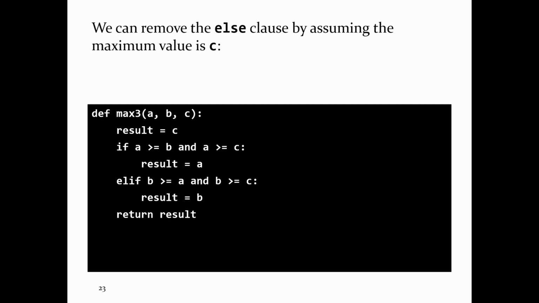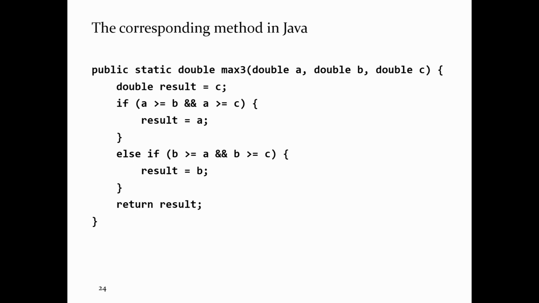Just like in Python, the else part of the if-else statement doesn't have to be there. I can get rid of the else clause in the original Python function simply by assuming the largest value is c, or a, or b. It doesn't matter. So I'm going to assume the largest value is c, and now I only need the if and the else if. I can get rid of the else part and then just return result at the end. The same is true in Java. The else part of the if, else if, else statement is not required. The only part of the if statement that's required is the first if.